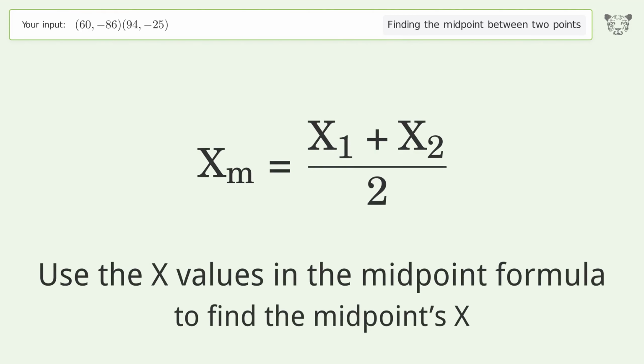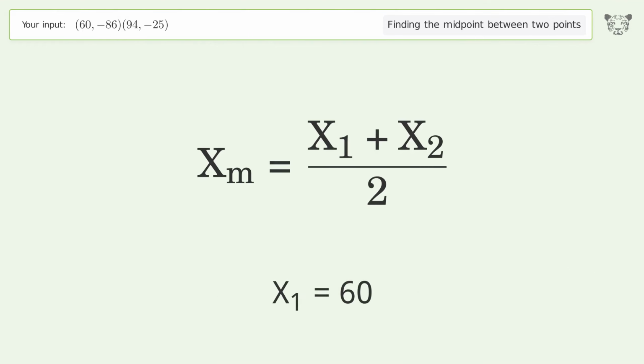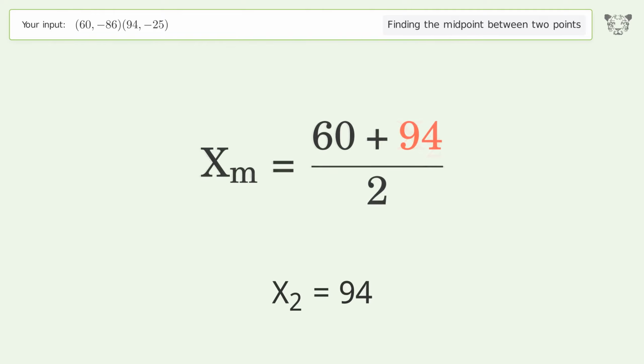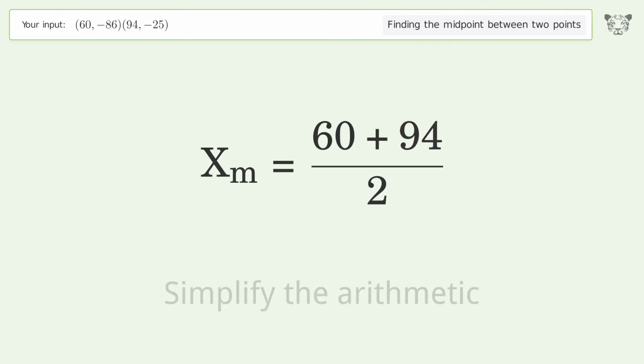Use the x values in the midpoint formula to find the midpoint's x. x1 equals 60. x2 equals 94. Simplify the arithmetic.